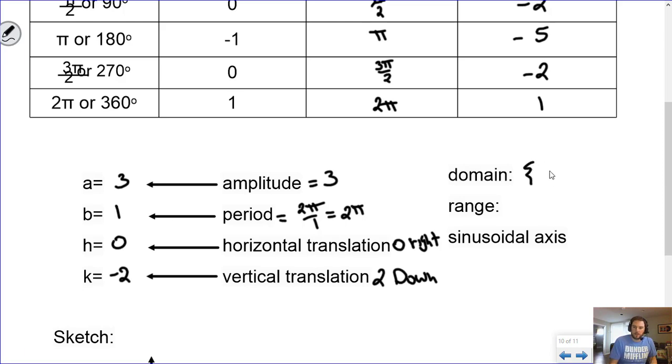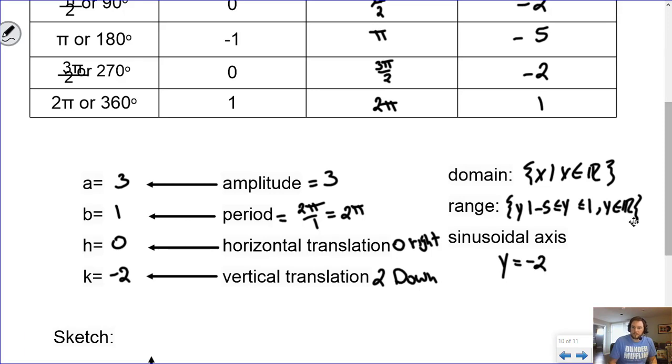My domain will not change, right? X such that X is an element of the real numbers. My range, again, lies in between the highest and lowest points for this graph. So y such that -5 is less than or equal to y, which is less than or equal to +1, and y is also a real number. And my sinusoidal axis is y is equal to -2.